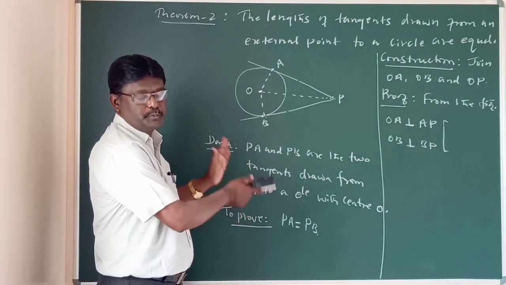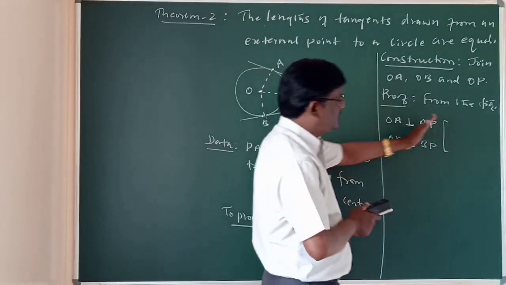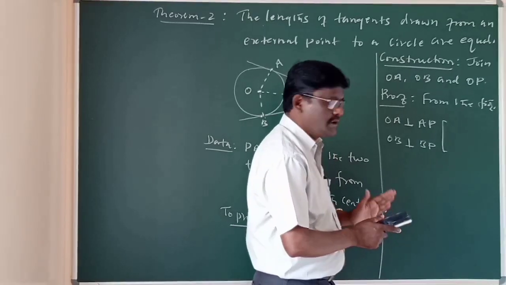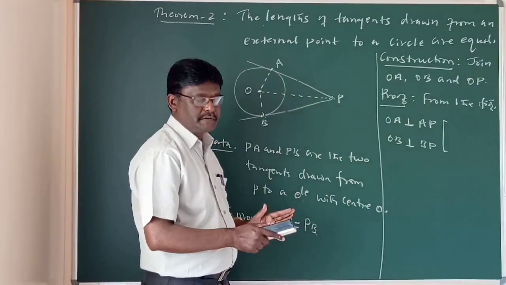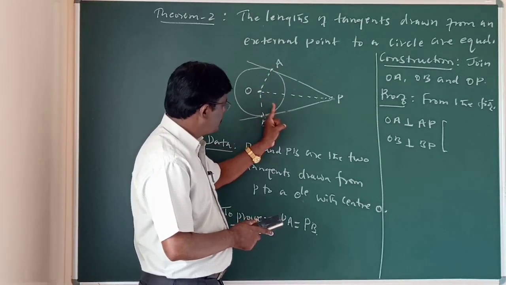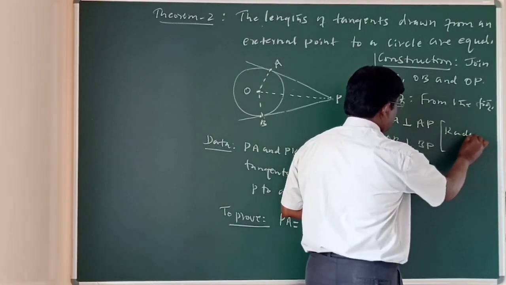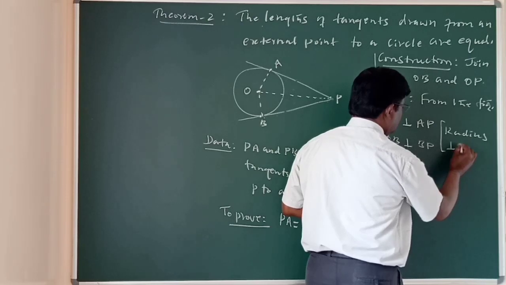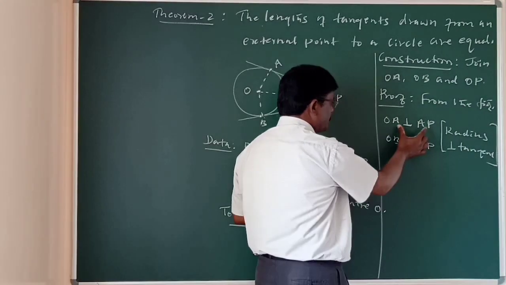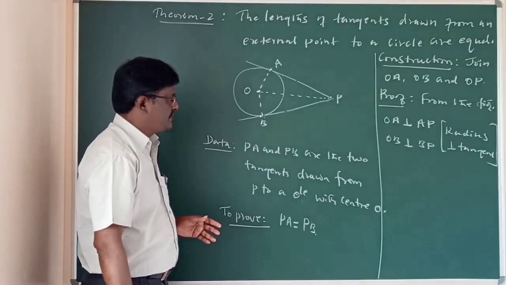How? Just now we have proved theorem 1. Therefore, according to that, here we need not write as theorem 1. Instead, let us write the property itself. What is the property? Radius is perpendicular to what? Tangent. Radius perpendicular to tangent. So thus we shall write here radius perpendicular to tangent. So, this is the reason. Therefore, in both the cases, radius perpendicular to tangent.